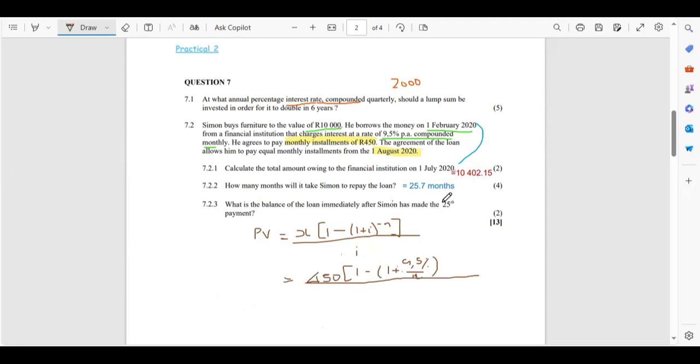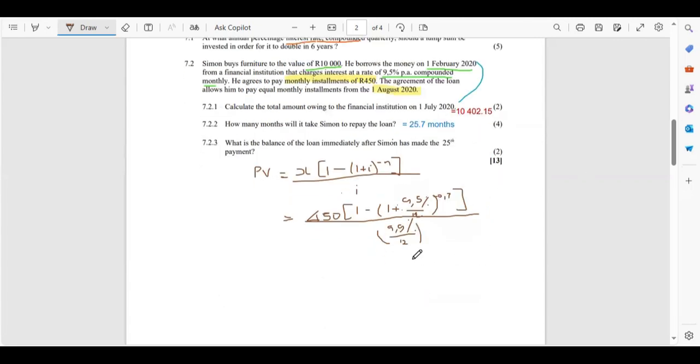To get my n, I would say this 25.7 minus 25, and this would be 0.7. So this would be 0.7 months. This is the remaining months, because we're looking for the amount of loan owing in the remaining months. Remember, this is a negative, so it's minus. Now, close square bracket. Now my i is still 9.5%. Because it's compounded monthly, I need to divide it by 12.